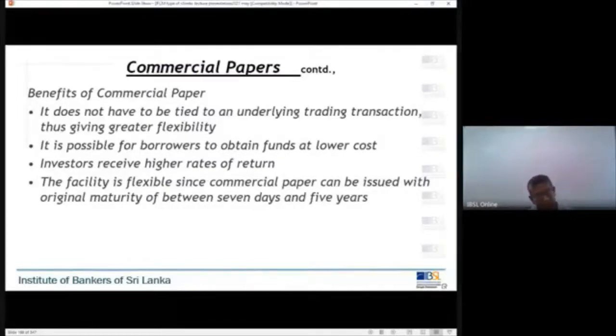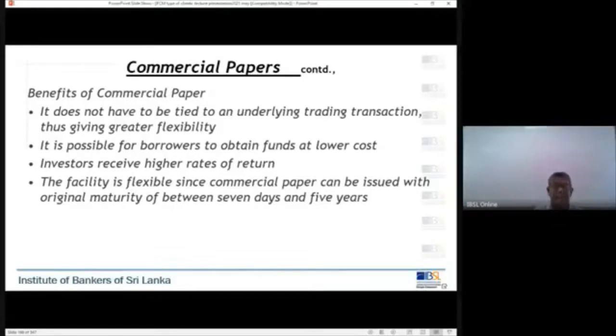Don't worry about these things, I have not put it. One advantage is, you can put it on if you want. Commercial paper, one advantage, as far as the investors are concerned, is that they can expect high return. From the investors' point of view, usually through commercial papers you are getting high returns, right?